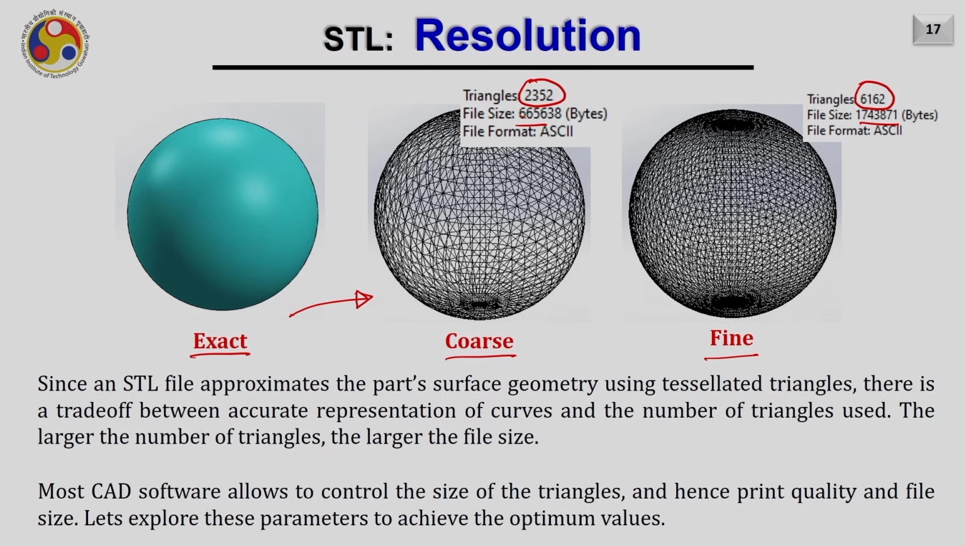Since an STL file approximates the part surface geometry using tessellated triangles, there is a trade-off between the accurate representation of the curve and the number of triangles we use. The larger the number of triangles, the larger the file size, it is obvious. Most CAD software allows you to control the size of triangles and hence print quality and the file size. Let us explore these parameters to achieve the optimum value.